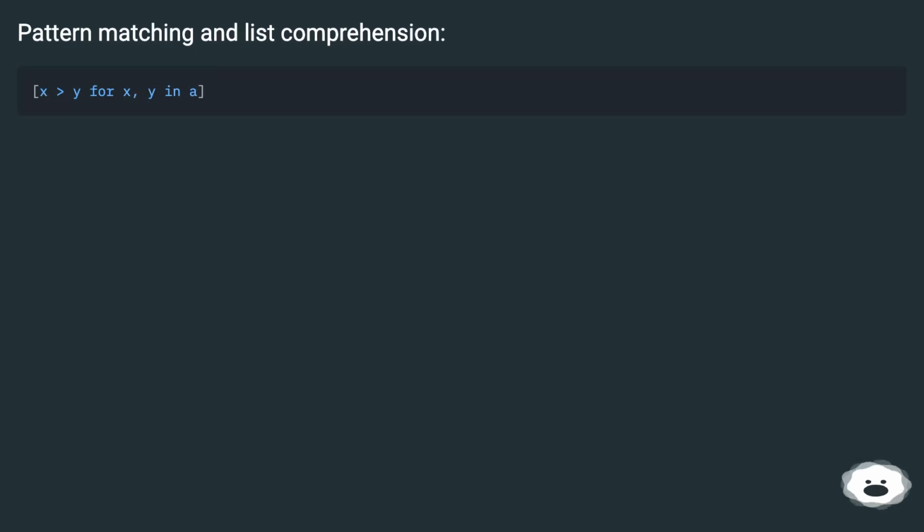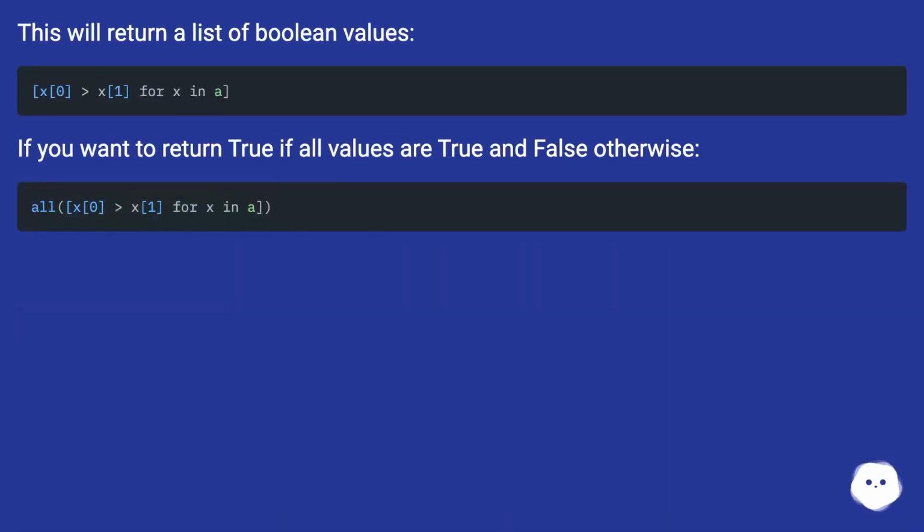Pattern matching and list comprehension. This will return a list of Boolean values. If you want to return true if all values are true and false otherwise.